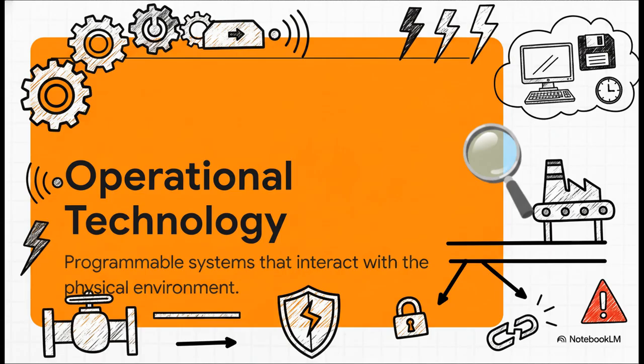Think about it like this. If an IT server reboots, someone's spreadsheet saves a few seconds late. But if an OT controller reboots, a manufacturing line halts, or a critical safety valve fails to open.